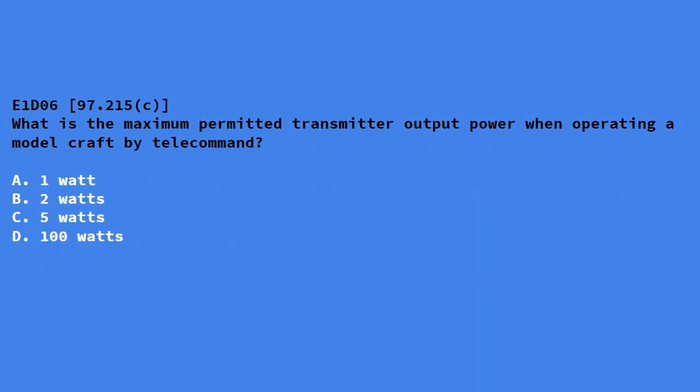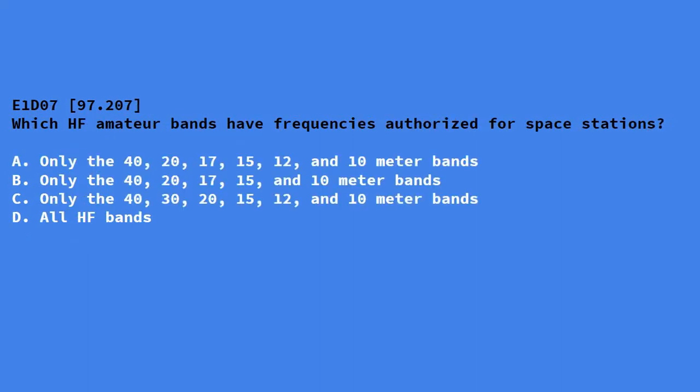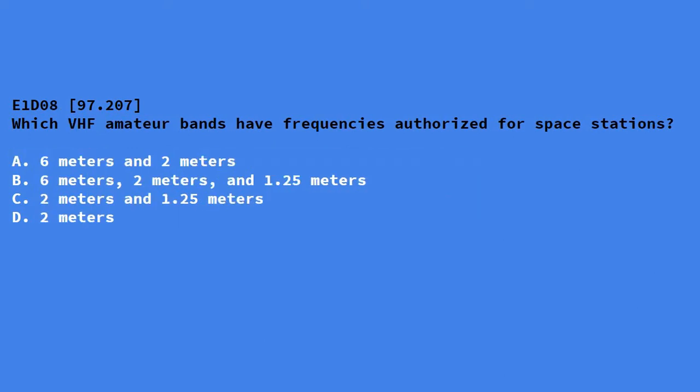E1D06, what is the maximum permitted transmitter output power when operating a model craft by telecommand? Correct answer is 1 watt. E1D07, which HF amateur bands have frequencies authorized for space stations? Answer is only the 40, 20, 17, 15, 12, and 10 meter bands.